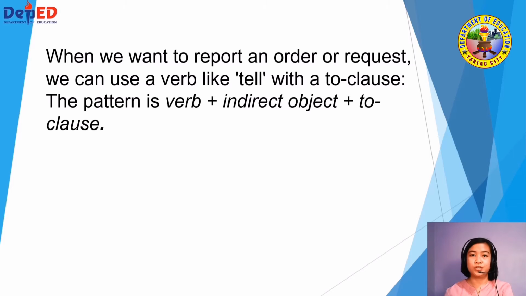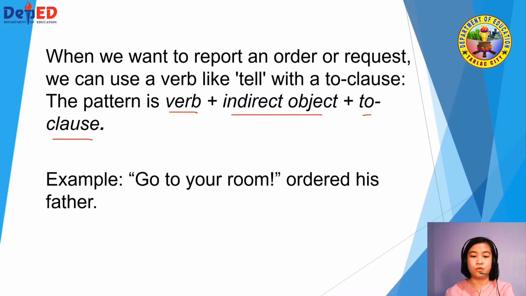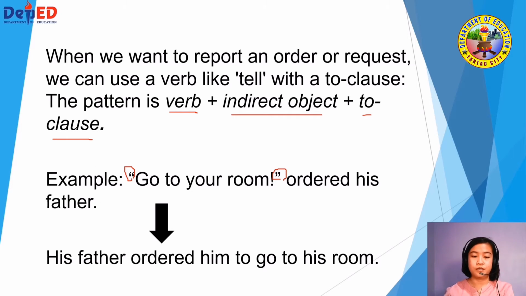When we want to change a direct speech, which is an order or a request, to reported speech, all we have to do is to follow this pattern. First is the verb, followed by the indirect object, and the to clause. Let us have this example. "Go to your room," ordered his father, is in the direct speech because it is the original statement and it uses quotation marks. Now, for it to be in the reported speech, it will be he ordered or his father ordered, which is the verb, who? Him is the indirect object and to go is the to clause.